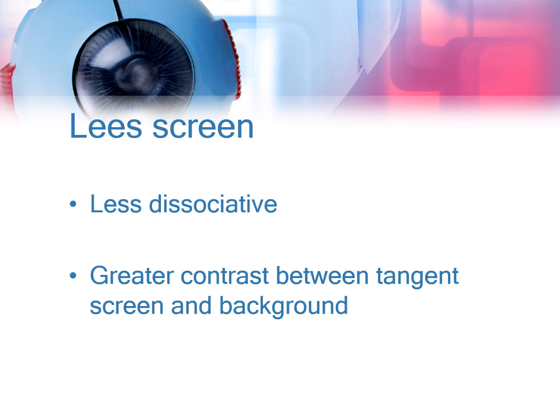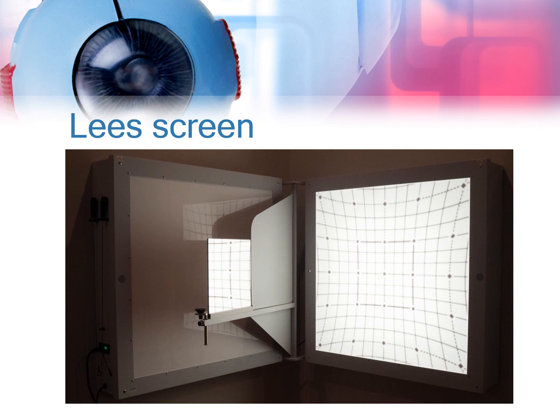Another test is the Lees screen. The Lees screen is less dissociative than the Hess screen because of the greater contrast between the tangent screen and the background. In the Lees screen, two independently illuminated perspex tangent screens are positioned 90 degrees to each other. A double-sided plane mirror bisecting the screens is positioned at 45 degrees between the two screens. Each eye sees only one screen reflection from the mirror.